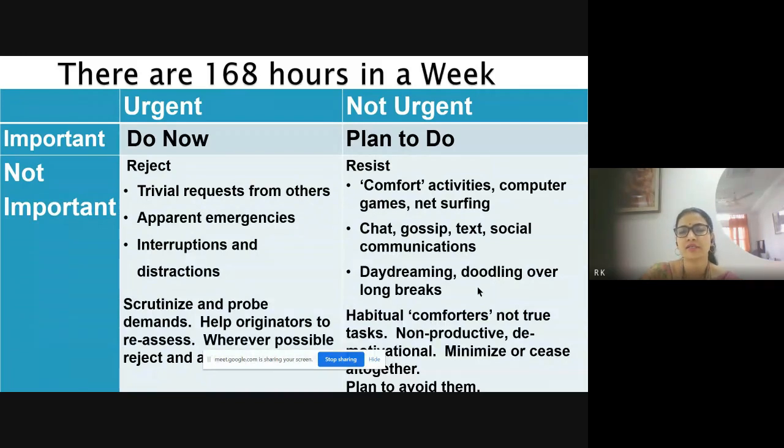And sometimes, in the next matrix, if you see in the column, it is not at all urgent and it is not at all important. But there is a task which needs to be done by you, and it is not urgent and it is not important. So what would you do? You always resist because you're in the comfort zone. So with comfort activities, probably you might be wanting to play your computer games, or you want to surf the net.